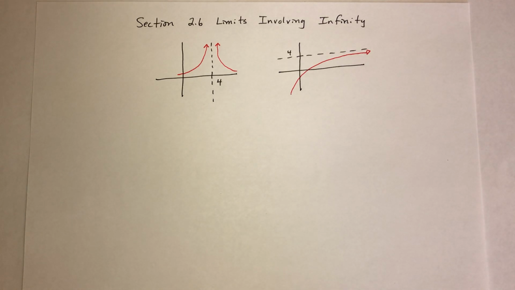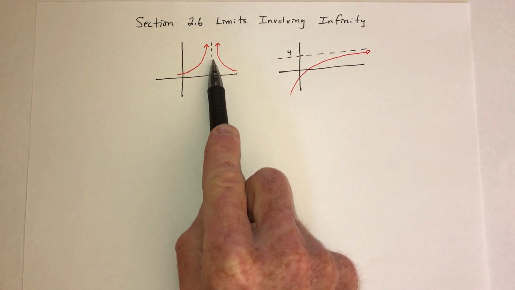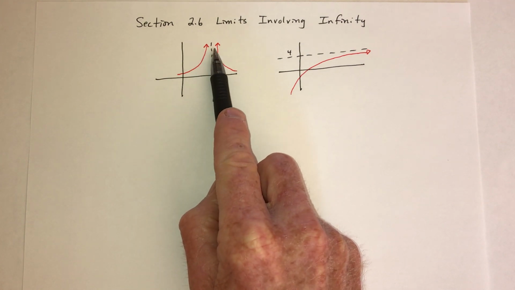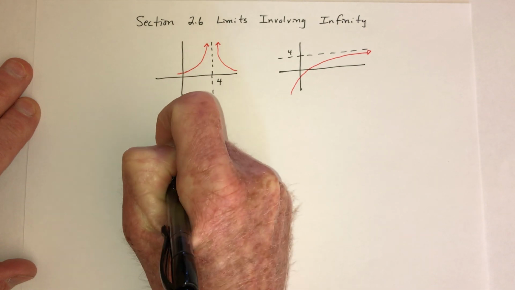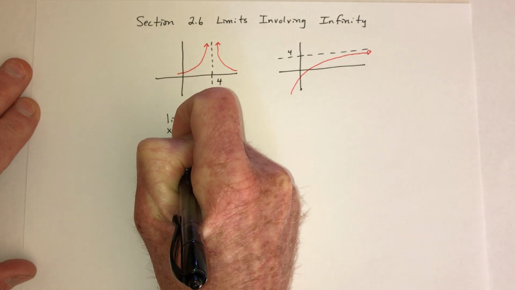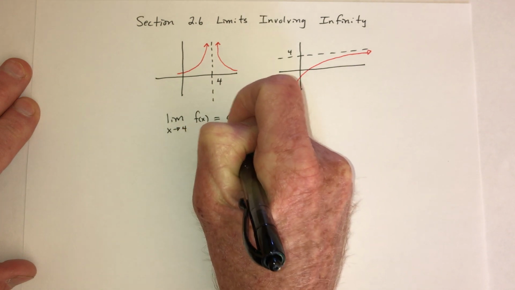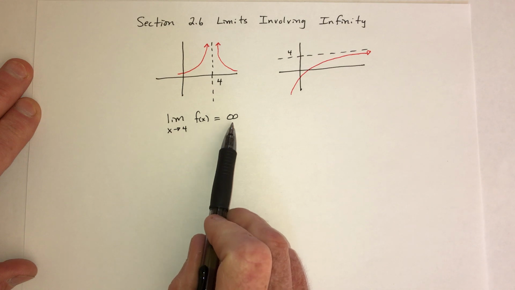All right, now we get to look at limits involving infinity. And there's basically two cases. One would be a case like this where there's this vertical asymptote and both sides of the function are going up to infinity. So as far as limits, that would look like the limit as x approaches 4 for this function f of x. Both sides go up to positive infinity, so the answer would be positive infinity.